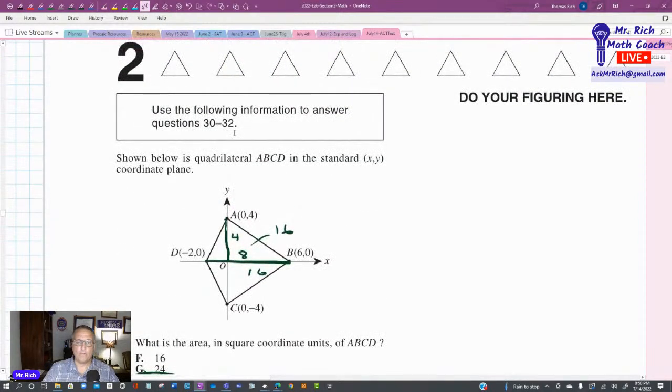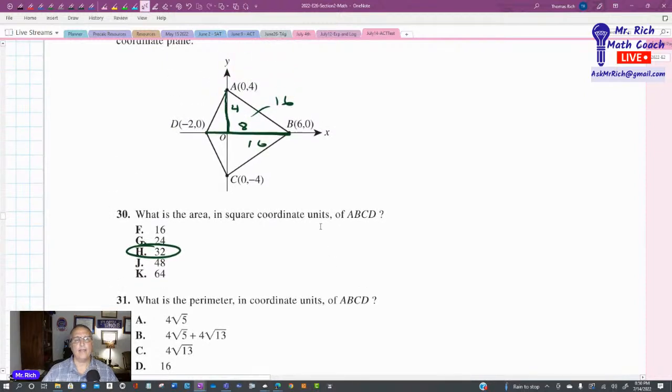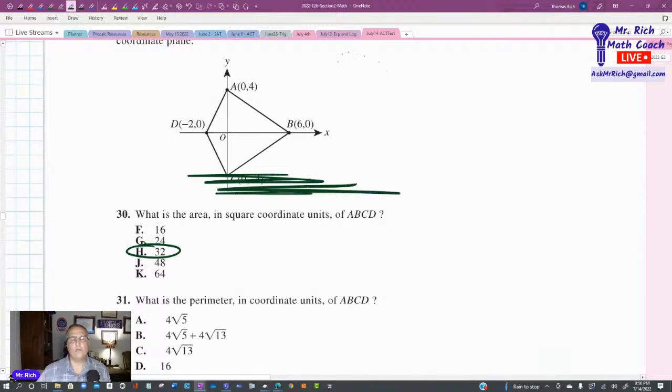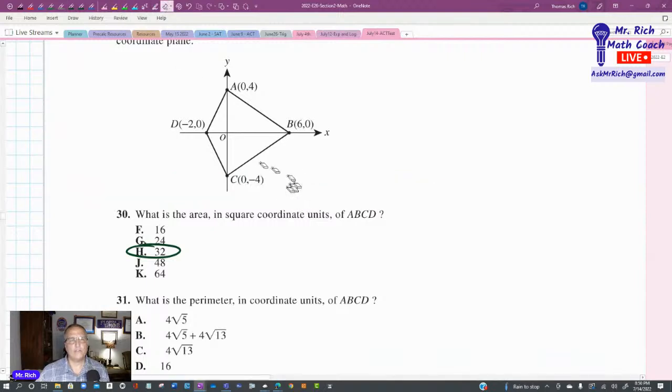Oh, this is a multi-part problem. So we're starting with 31. What is the perimeter in coordinate units of ABCD? So I got to get all of these distances here. Let's erase that. Okay, here we go. I got to find the perimeter of this.